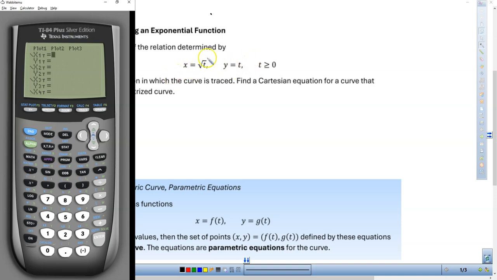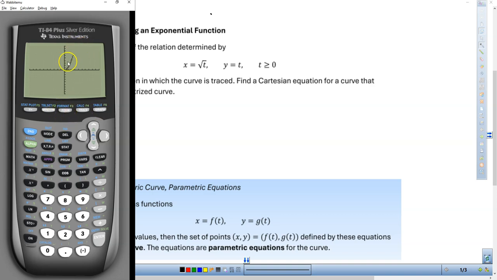So x is the square root of t. Let's go ahead and plug that in. So we want to do the square root of t. And we're going to then switch to our y function, which is simply just going to be t. Let's go ahead and give this a nice graph. And if we take a look, here is our function.